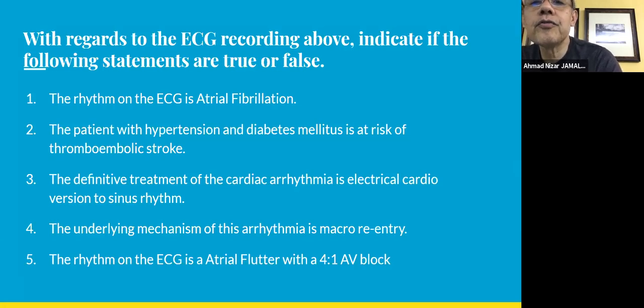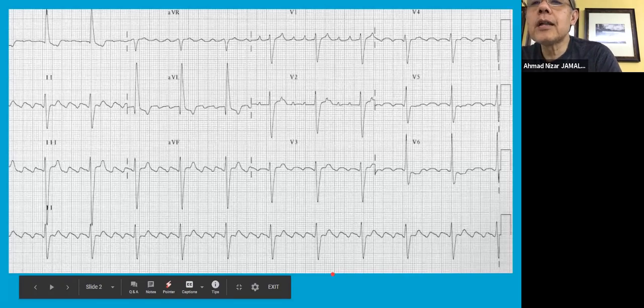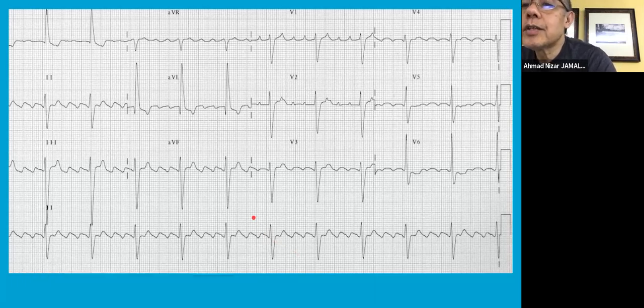So if you go to the fifth statement, the rhythm on the ECG is atrial flutter with 4:1 AV block, that is true. How do you tell that? Well, the atrial flutter rate is usually 300 beats per minute. So if it's 4:1, you will expect the rate to be around 75 beats per minute, which is close to this one.